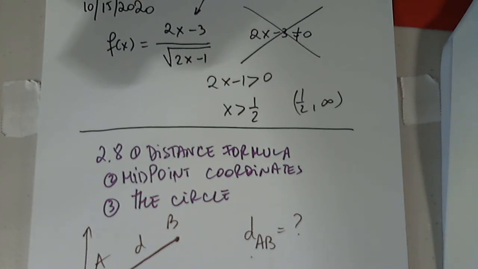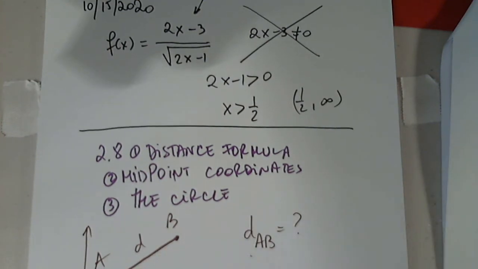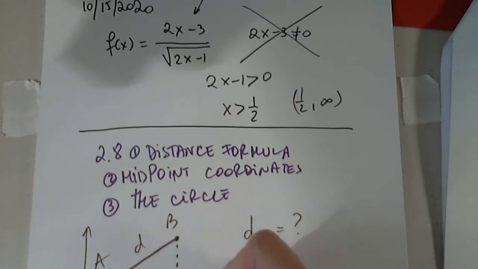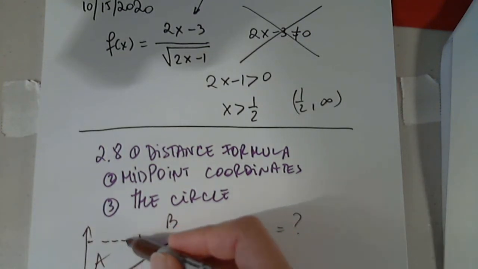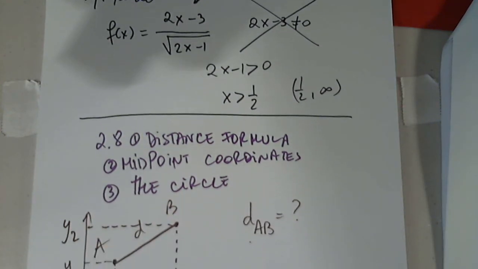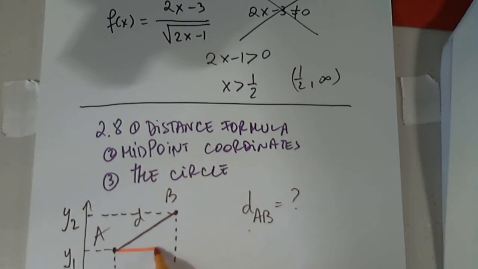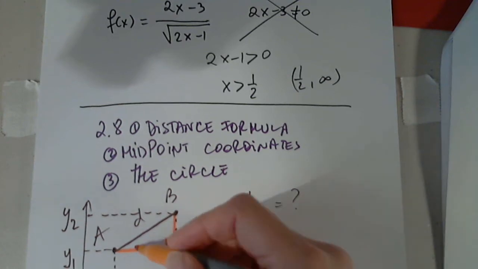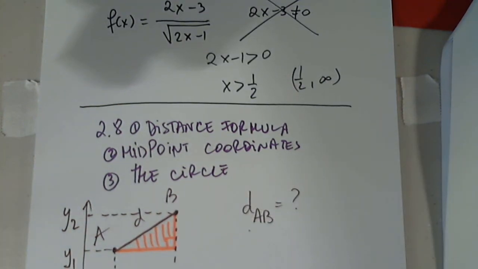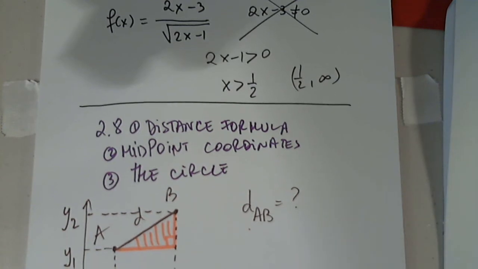Okay, so I'm going to denote the coordinates of A by x for the first point and y for the first point. I'm going to denote the coordinates for point B, of course, as x for the second point and y for the second point. I'm going to form a right triangle. And I'm going to try to use the Pythagorean theorem in this triangle and determine D.